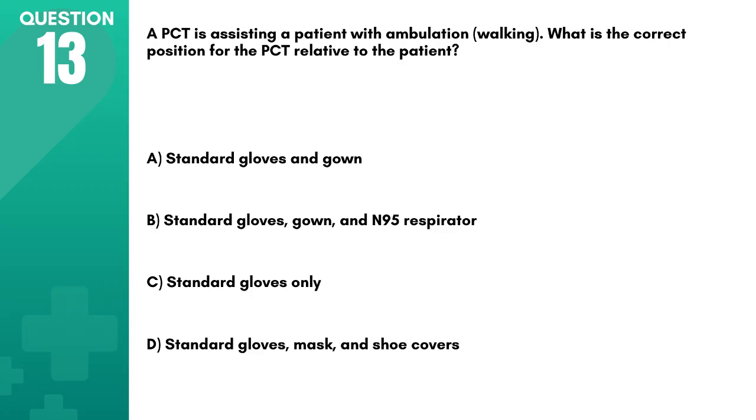Question 13. A PCT is assisting a patient with ambulation, walking. What is the correct position for the PCT relative to the patient? A. Slightly behind and to the side of the patient. B. Directly in front of the patient. C. Facing the patient with hands on their shoulders. D. One step ahead of the patient.